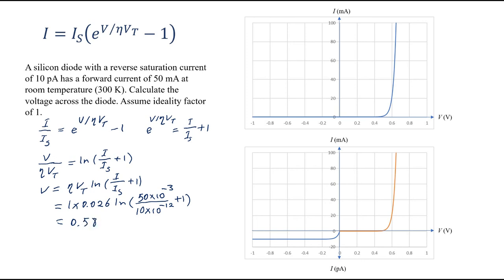Remember that in forward bias, the current is usually much larger than IS. So the current ratio is much larger than 1, and we can easily ignore 1 in the equation. In the same way, if we have a negative current, we can calculate the voltage.